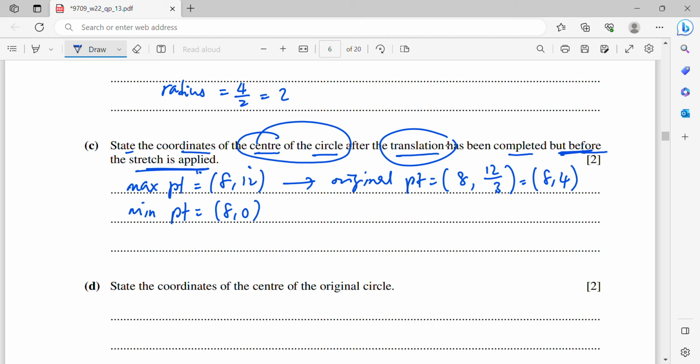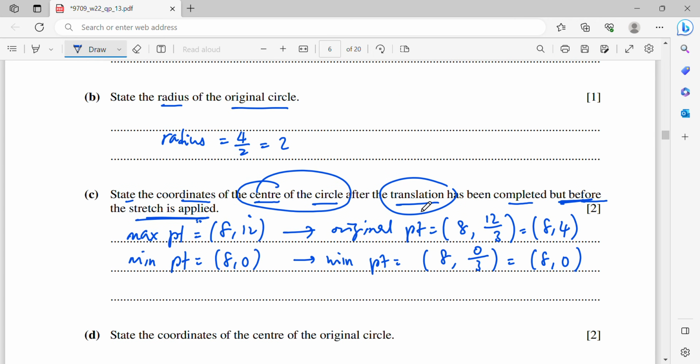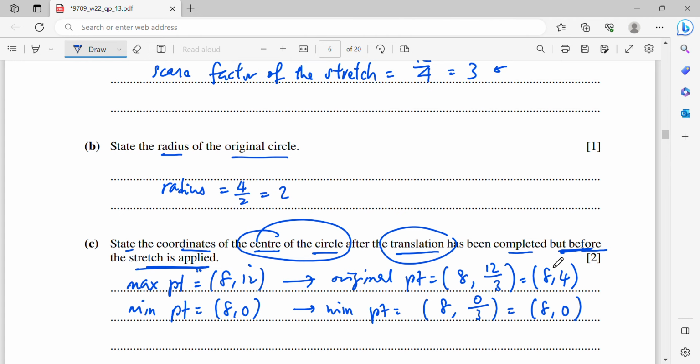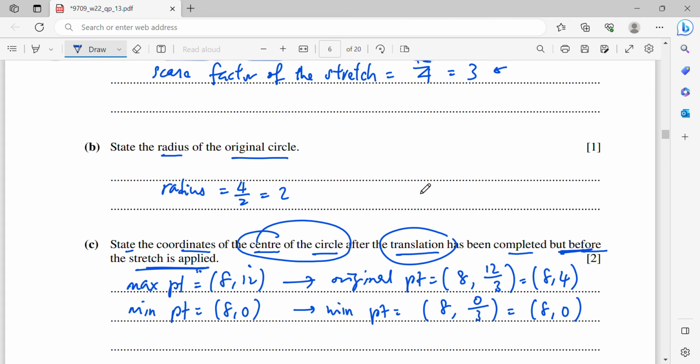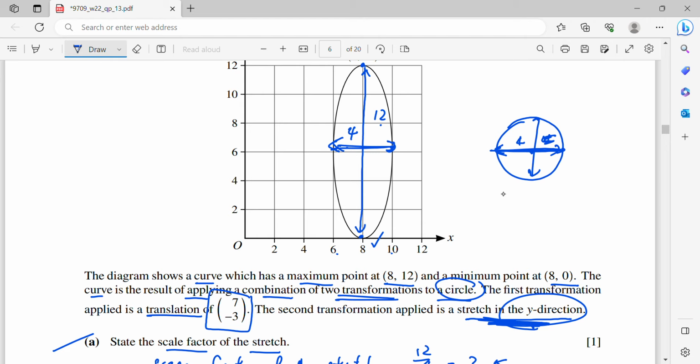Alright, so then the minimum point is going to be 8 then 0 divided by 3, which means it's going to be 8, 0. So now, okay, so before the stretch and after the translation, my points are actually at 8, 4 and 8, 0. So what I need to do here is 8, 4, which is here. So now 8, 4 and 8, 0. So it means this is my original maximum point right after the translation.